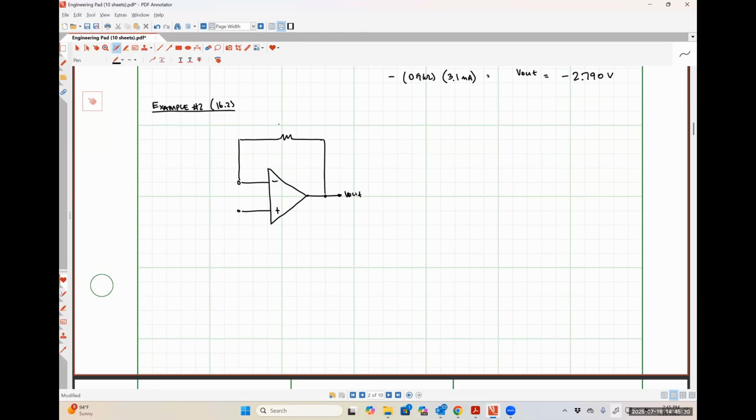Let's make this guy a 3.3 kilo ohm resistor. I'm going to have a current source over here again. So let's make this 4.1 milliamps. And now the thing that I'm going to change is instead of shorting out my non-inverting input terminal, I'm now going to apply a voltage source. So let's just make this guy something easy like 2 volts.